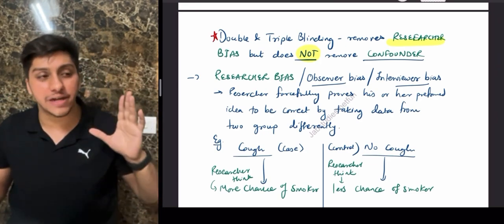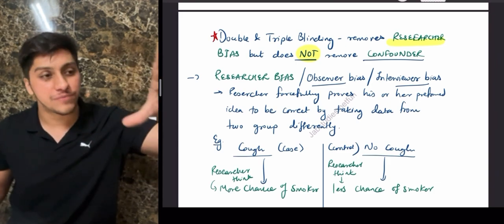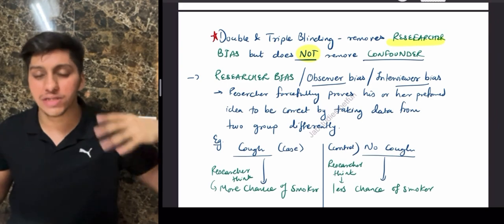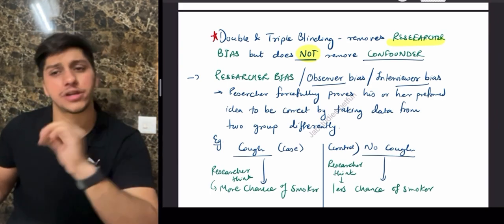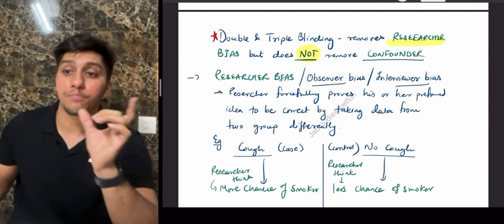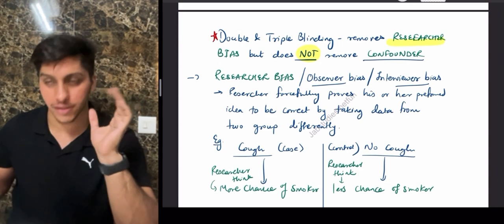Already I have decided, because of some side effects or something like this, that these are the people I want to test on, which can give a false result. Correct? So this is known as researcher bias, observer bias, or interviewer bias. The researcher forcefully proves his or her idea correct by taking the idea from 2 differential groups.